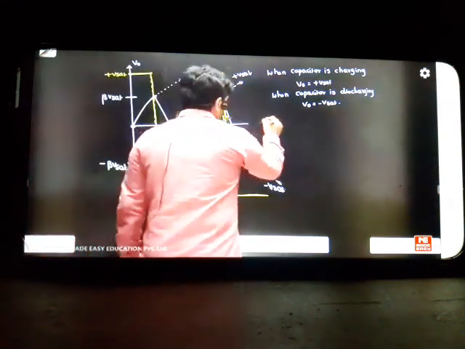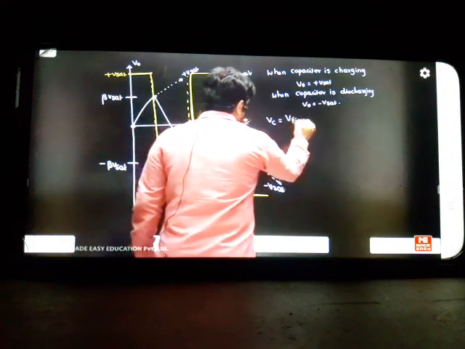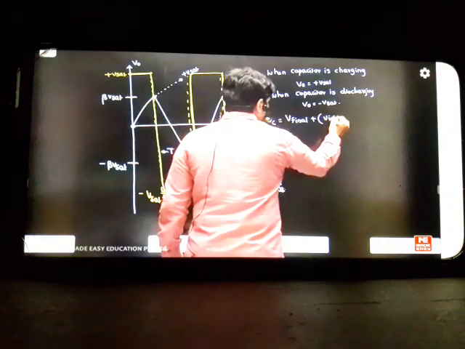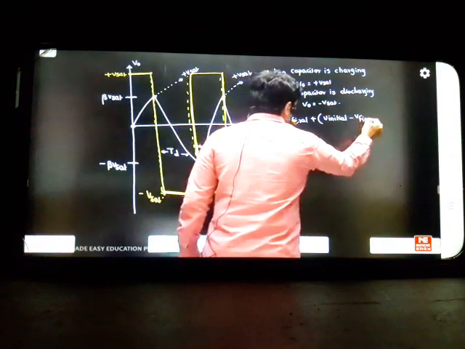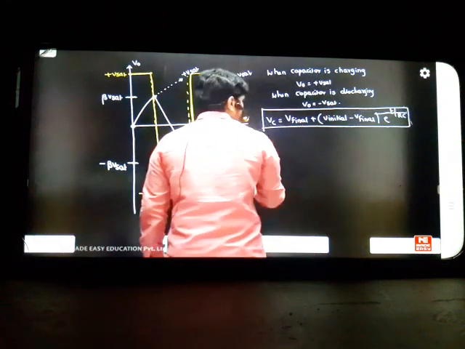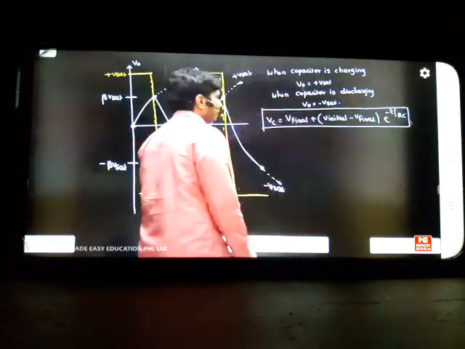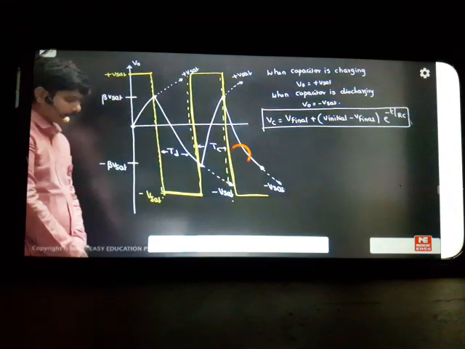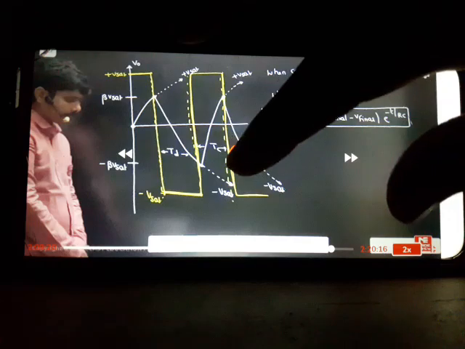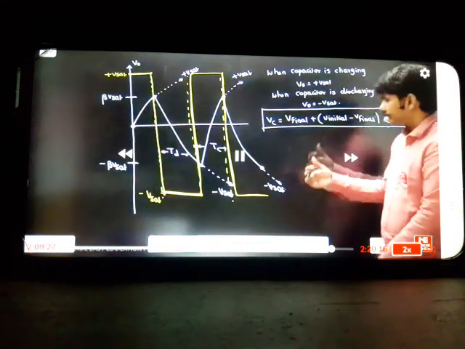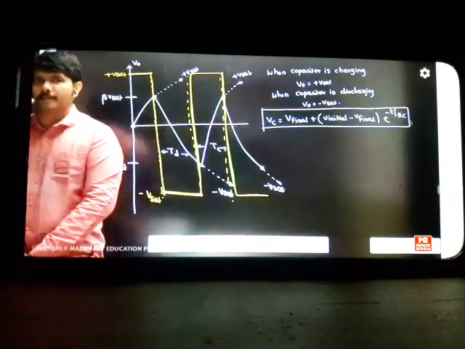Suppose I take a standard capacitor formula: Vc is equal to V final plus (V initial minus V final) into e power minus t by RC. I already told you this formula will help us to solve the capacitor problems, charging and discharging problems. It helps a lot actually. In my class, we have seen this formula many times when I'm teaching capacitor questions. So practice this formula one time, and we'll apply it now.